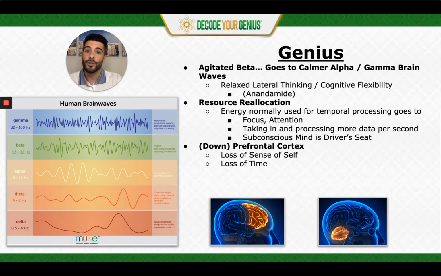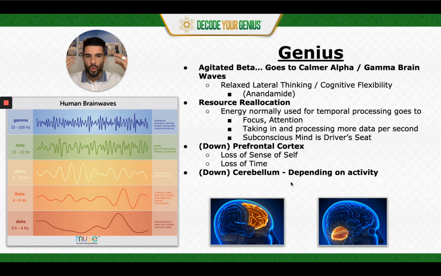Okay. Also get a sense of a loss of time. That's all from the downregulation of the prefrontal cortex. We've all had that time where we've been immersed in something. Even think back to when you were a kid, you just got immersed into it. So the loss of the sense of self is downregulating. The sense of time is downregulating in the prefrontal cortex, and that's reallocating resources to different parts of the brain.